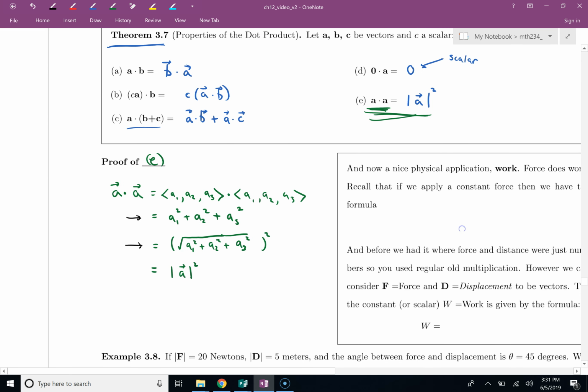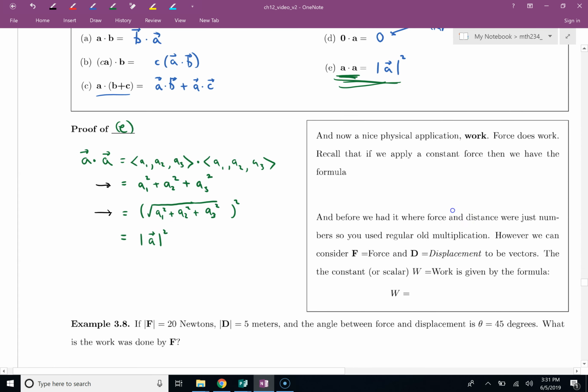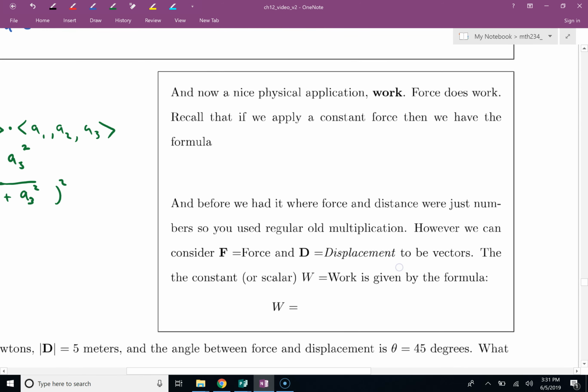All of these have proofs; I just decided to do one of them. The last bit for this video is an application. One nice application of dot products is work. Quite often when you have a force vector acting on some particle or object, it can do some work. If you have a constant force acting in the same direction as your displacement, then physics has given us that work is equal to force times displacement.